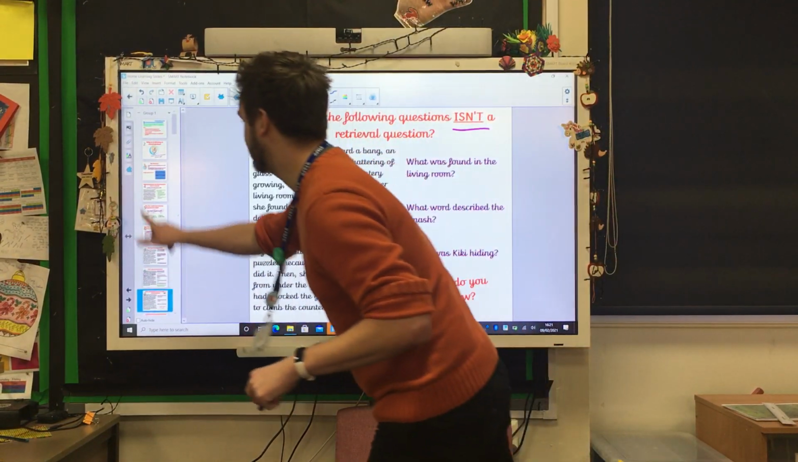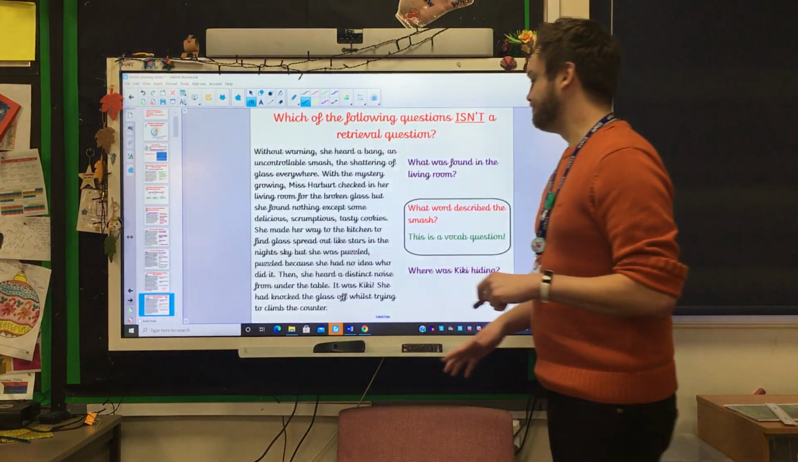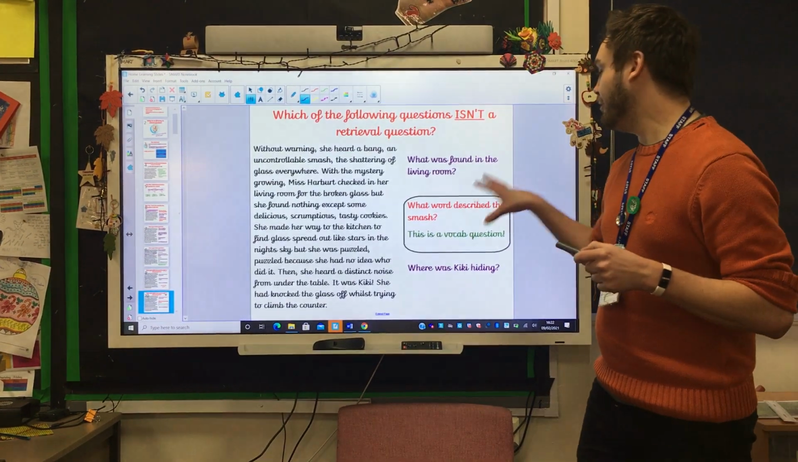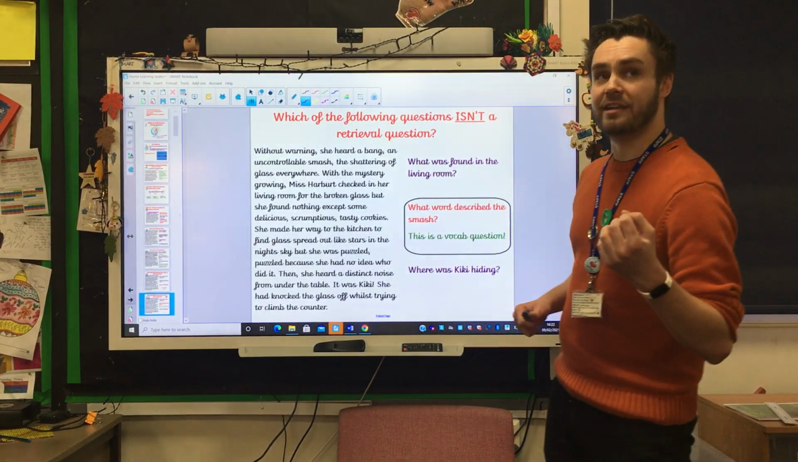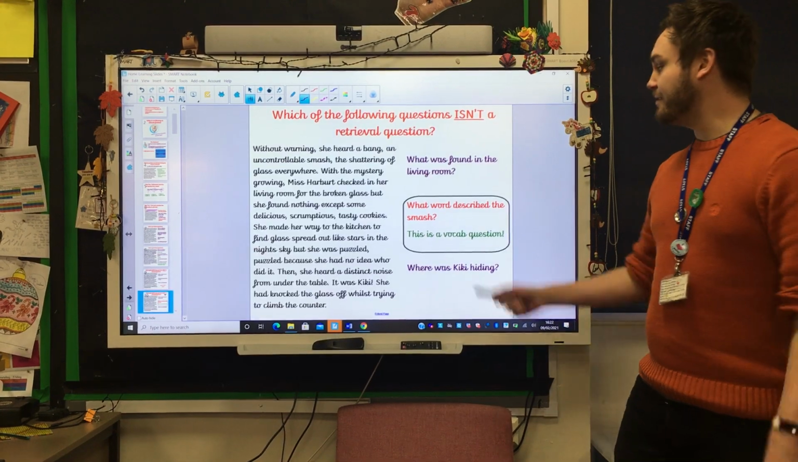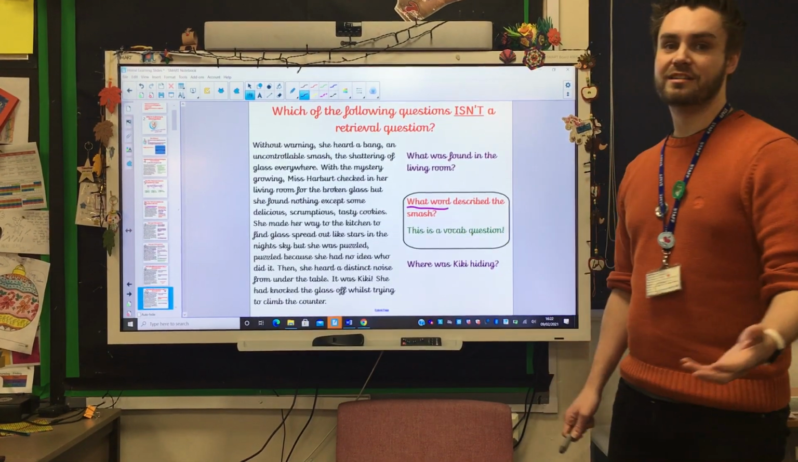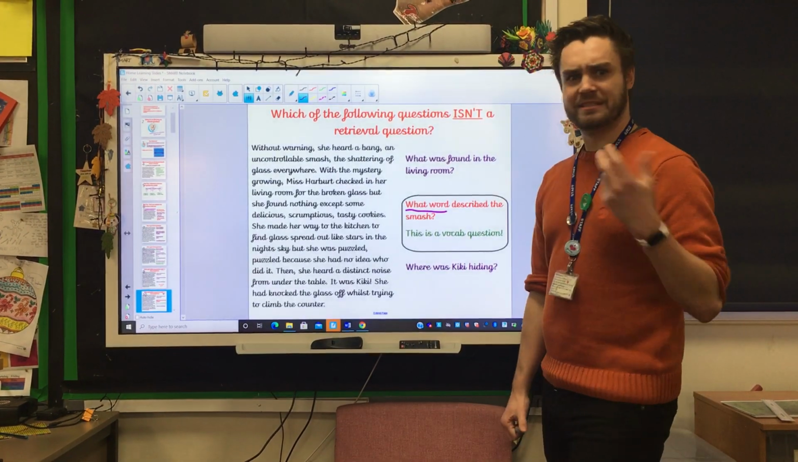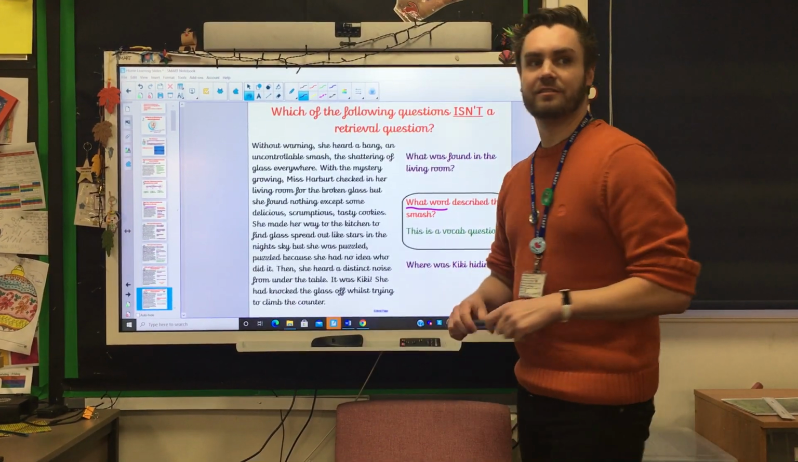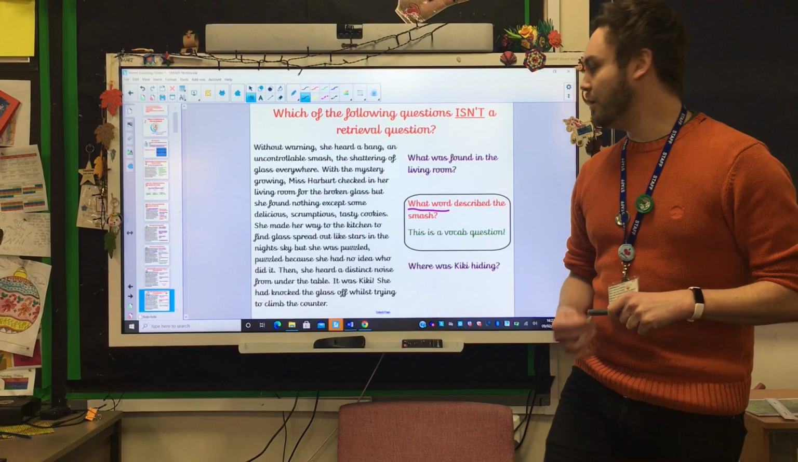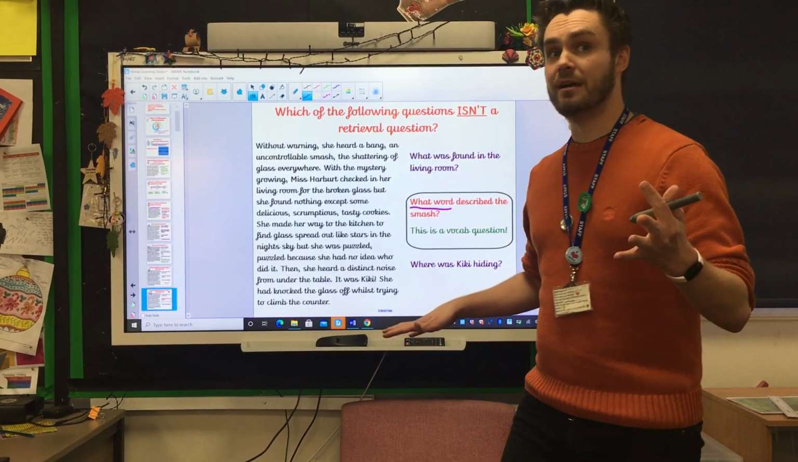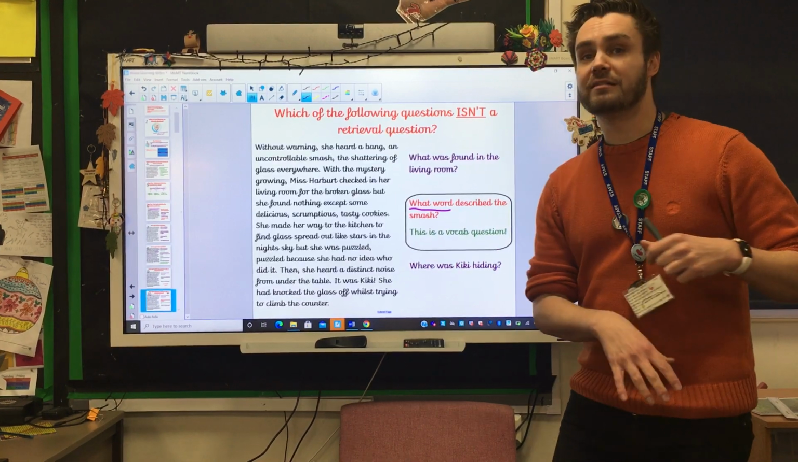Welcome back, Year 4. So, let's press my little arrow here. Hopefully you understood that it's this one here. What word described the smash? This is a vocabulary question. The reason you can tell, you're looking at what word? It's normally to do with that. In my class, I always say, there's a particular word that tells you it's a vocabulary question. That word is "word". If you see that in a question, you're often looking at vocabulary. Sometimes it's an author question, but most of the time vocabulary.